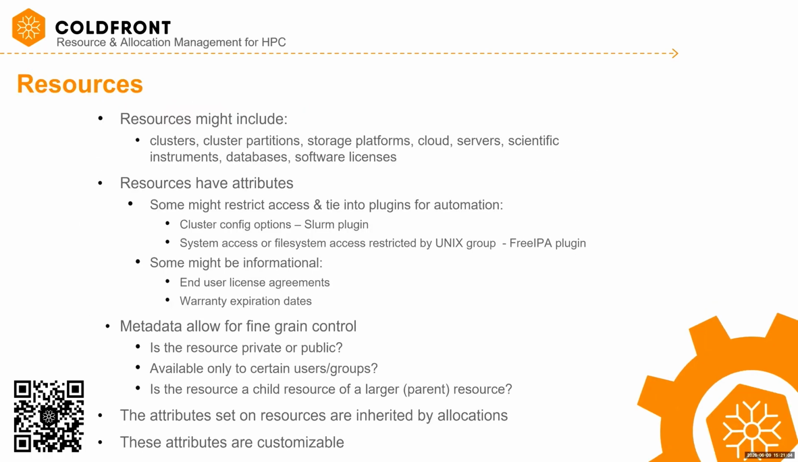Resources can represent almost anything a center wants to manage. That might be clusters, storage platforms, cloud resources, or resources that aren't physical infrastructure at all, such as software licenses or databases. Resources contain metadata and attributes that support automation and policy enforcement. For example, resource attributes may include information needed by the Slurm plugin. They might define access restrictions, specify license requirements, or simply store administrative information like end-user license agreements. The flexibility of the resource model allows ColdFront to adapt to many different environments.